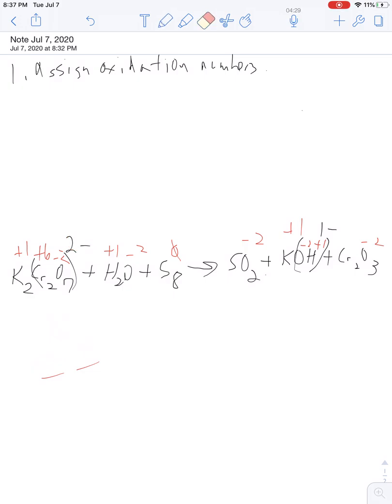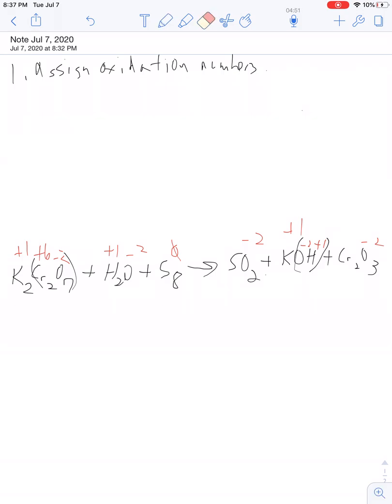Okay, now I really no longer need that charge over there, so I'm going to erase it so I don't get confused by it. Same thing over here. Oxygen is -2, hydrogen's +1, so it adds up to my charge. I'm going to erase my charge because I no longer need it.